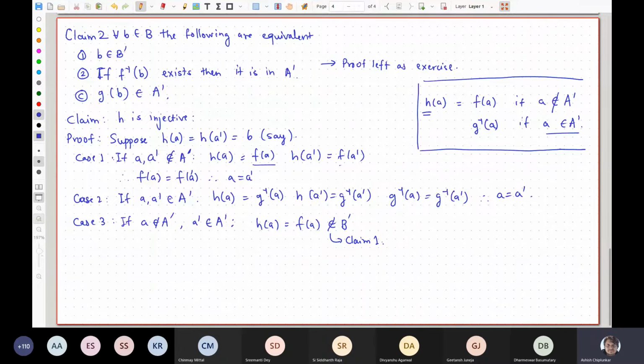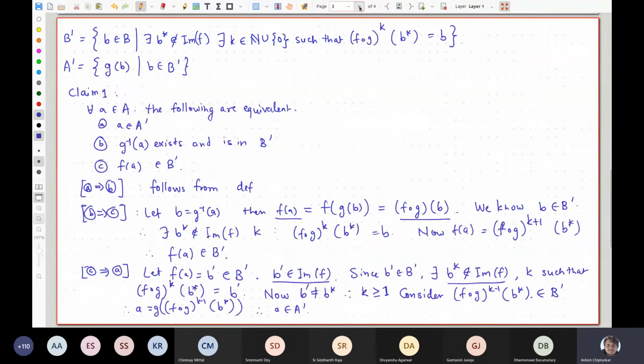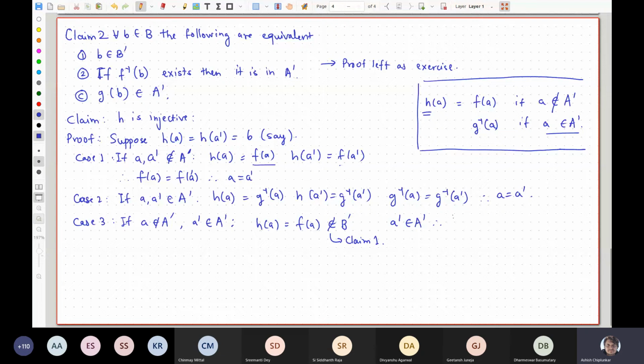Right? So now, but what do we have? So A prime is in capital A prime. So G inverse of A prime exists and it is in B prime. So now what? Right. So therefore H of A prime, which is equal to G inverse of A prime, right? So this is in B prime. So this is again by claim 1, right? So therefore contradiction.